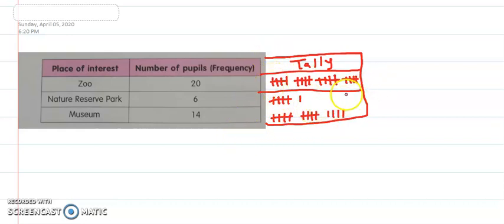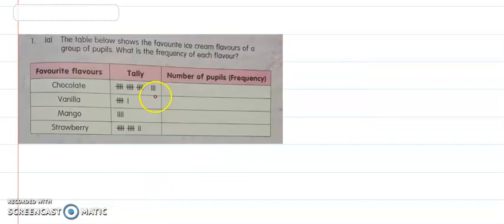The same data can be represented in other forms too; we can make a block graph from that also. In the same way, if the information is given in the form of tally, we can write it in the form of frequency, in numbers. Here is a table showing the favorite ice cream flavor for a group of students. What is the frequency of each flavor? Frequency means the number of students who like each flavor.